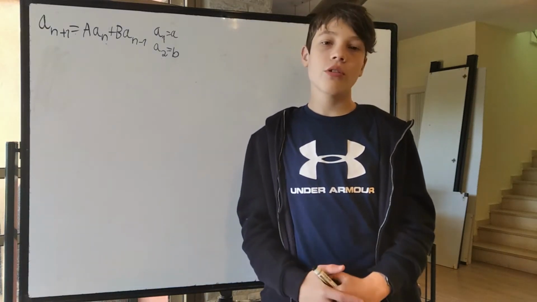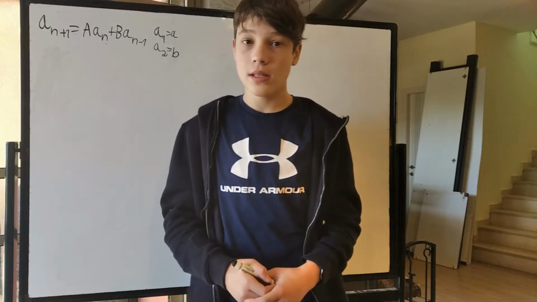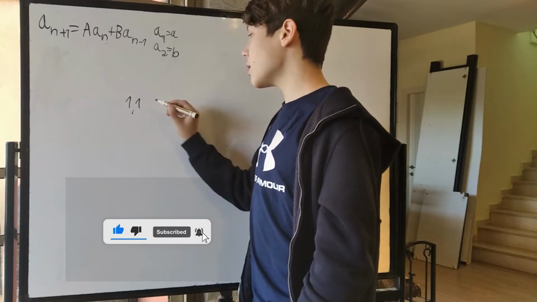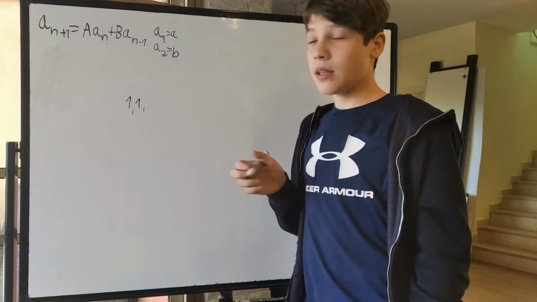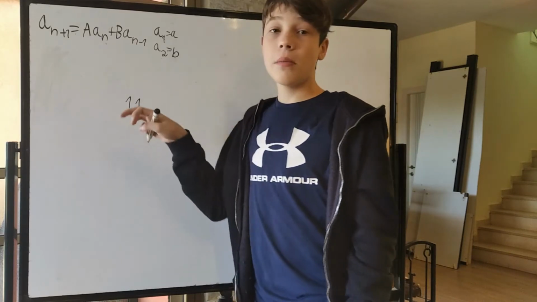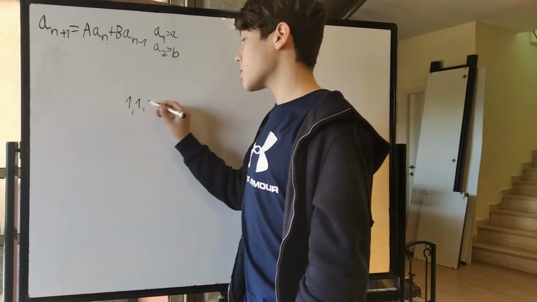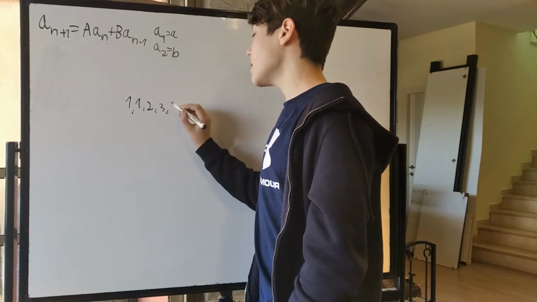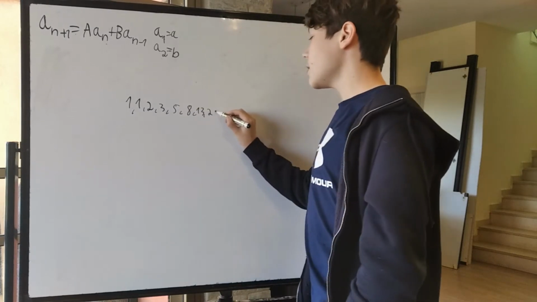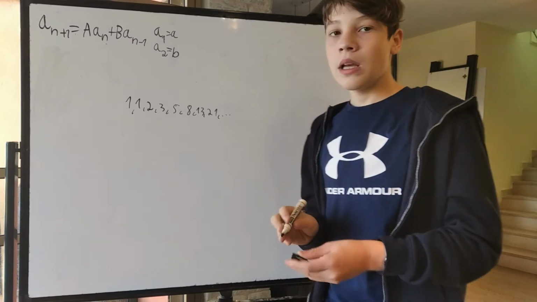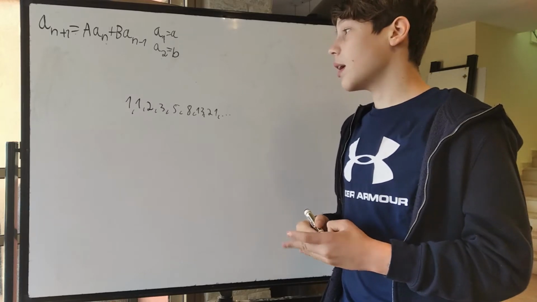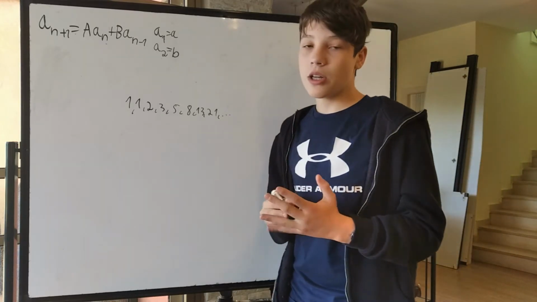So, I'm sure you're all familiar with the Fibonacci sequence, which says that if you start with 1, 1, then each number is the sum of the previous two numbers. So 1 plus 1 is 2, 1 plus 2 is 3, 2 plus 3 is 5, 3 plus 5 is 8, then 13, 21, and so on. This is the Fibonacci sequence, and there is also a famous formula for the Fibonacci sequence.